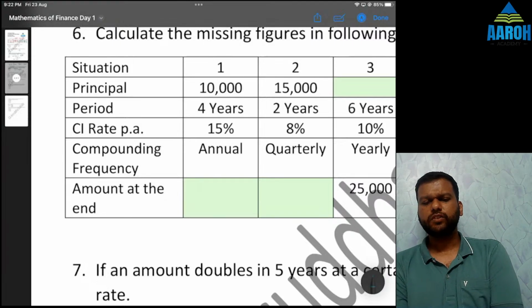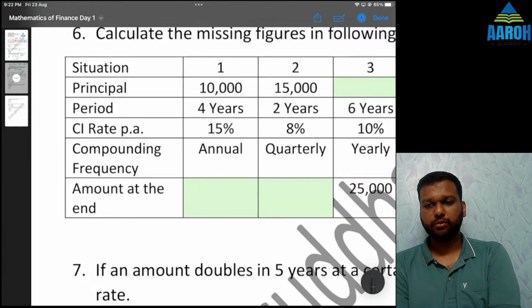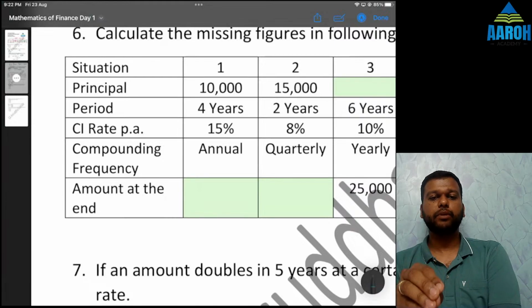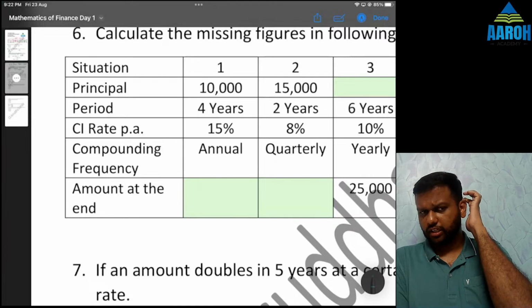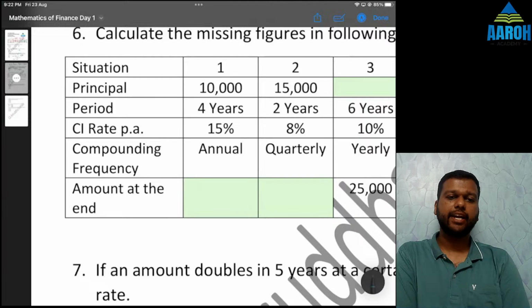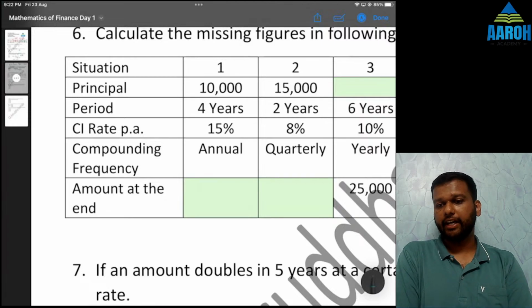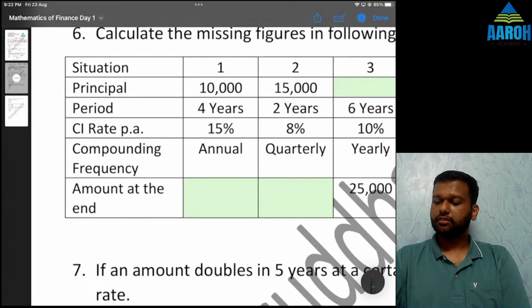Okay, I'll wait for a minute or so, so that you get a start. Can you try to calculate the amount at the end for the first two? Let me know in chat. I'll wait for 1 minute and then I'll start, so that you get time to solve it.